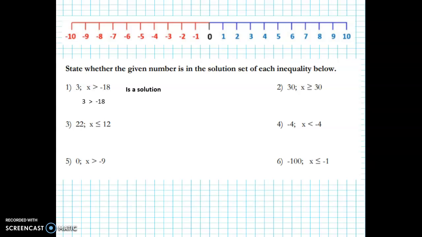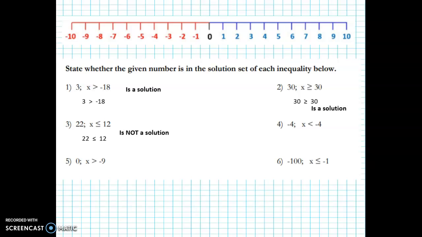Is 30 greater than or equal to 30? Because it has an is greater than or is equal to, 30 is equal to 30, so yes, this is a solution. Is 22 less than or equal to 12? 22 is actually greater than 12, so this one is not a solution.